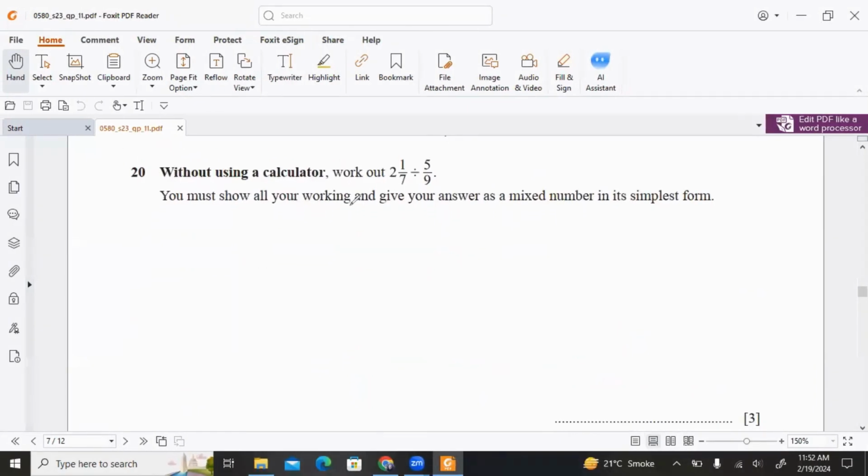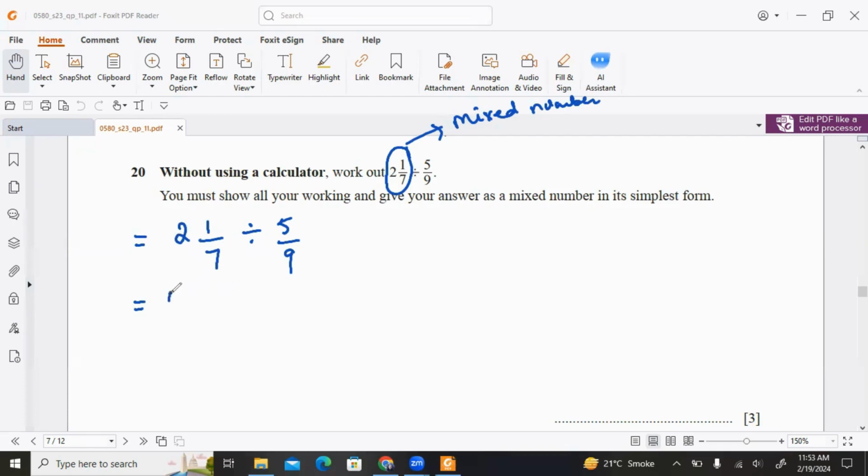Question 20 is asking us to work this out without using a calculator. So we have 2 whole number 1/7 divided by 5/9. First thing we do is convert the mixed number, which is 2 whole number 1/7, to an improper fraction. We multiply 2 with 7, which is 14, and add 1, the numerator. We add that to the product. So that's going to be 15/7 divided by 5/9.